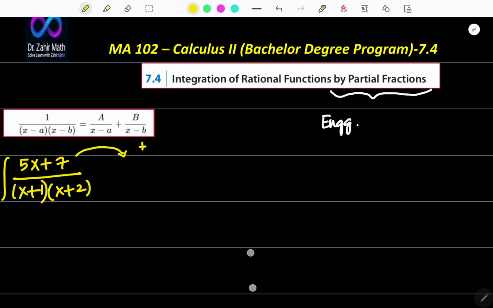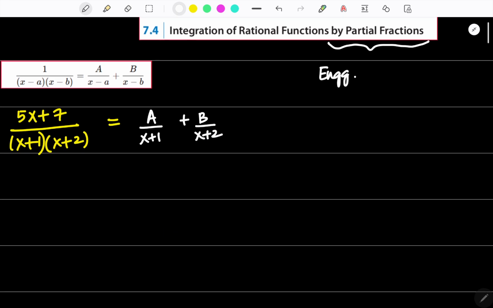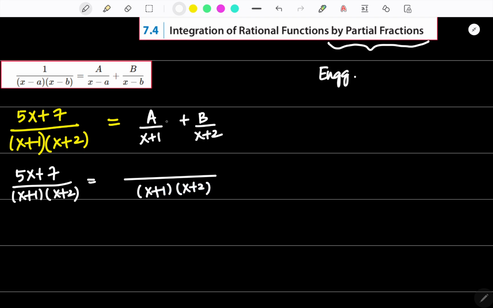Okay. So now I'm not going to teach you integration. I'll teach you 002. When there are two linear factors in the denominator, we write this as a divided by x plus 1 plus b divided by x plus 2. Remember this from 002. After that, 5x plus 7 divided by x plus 1 times x plus 2 is equal to, we make the LCM in the denominator, x plus 1 and x plus 2. We multiply crosswise, so a times x plus 2 plus b times x plus 1.